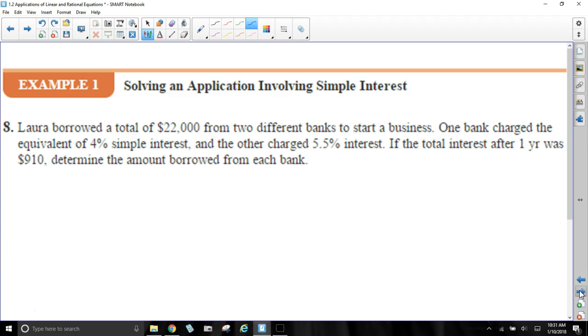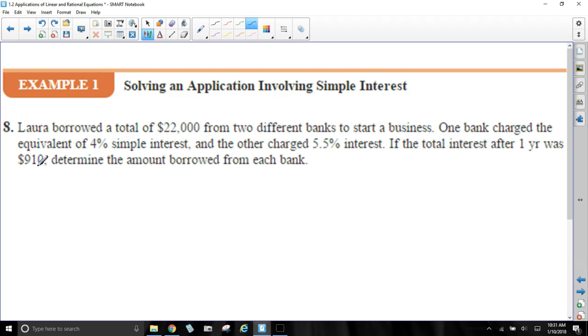This says Laura borrowed a total of $22,000 from 2 different banks to start a business. One bank charged the equivalent of 4% simple interest, and the other charged 5.5% interest. If the total interest after 1 year was $910, determine the amount borrowed from each bank.